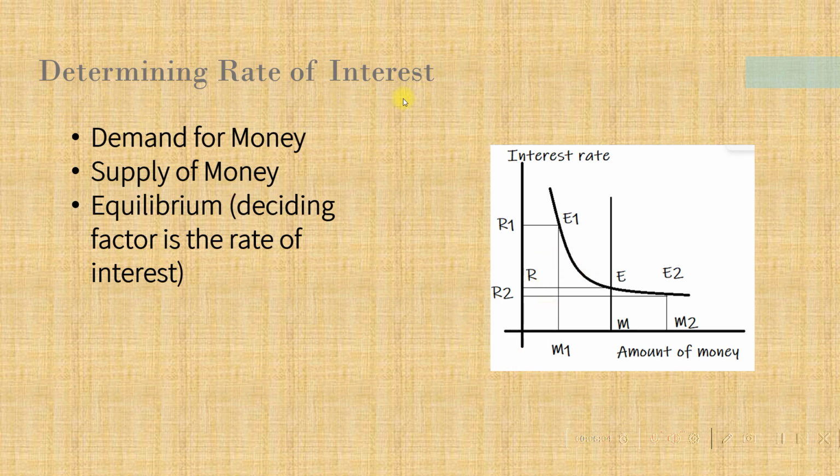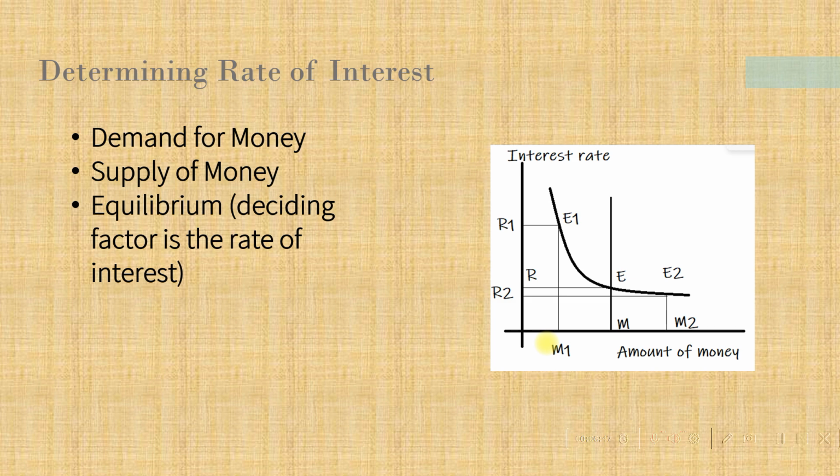So we'll take a look at the diagram where we see how we determine the rate of interest. Here there are three things you have to understand. One is the demand for money, the other is supply of money, and the last is the equilibrium. The amount of money is plotted on the x-axis, and interest rate is plotted on the y-axis. M1 is the amount of money indicated by this point, which means there is a greater demand for money when you compare it with M2. At M2 there is a lot of money, so the demand is less. For M1, the demand is more.